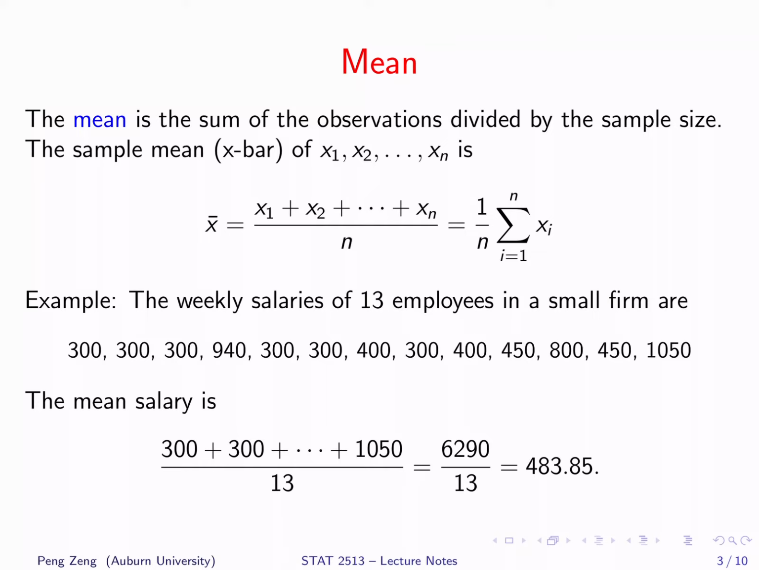Look at this example. The data contains the weekly salaries of 13 employees in a small firm. To calculate the mean salary, we first calculate the sum of all numbers, which is 6,290. Then divide the sum by 13, because we have 13 numbers in the dataset. The mean salary is therefore $483.85.